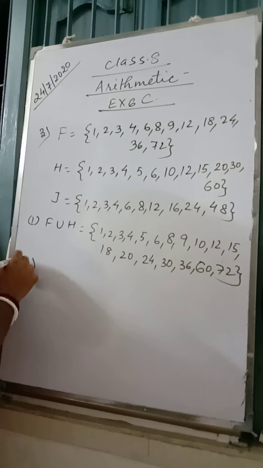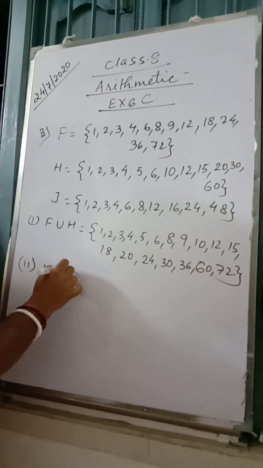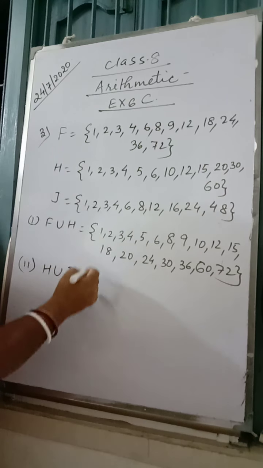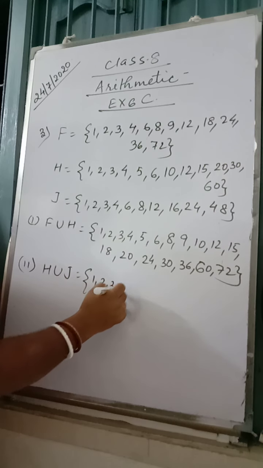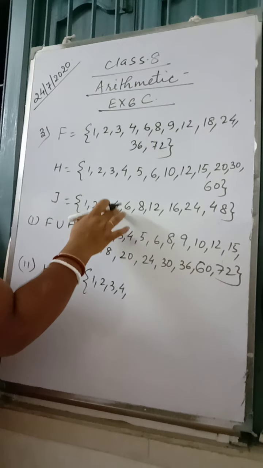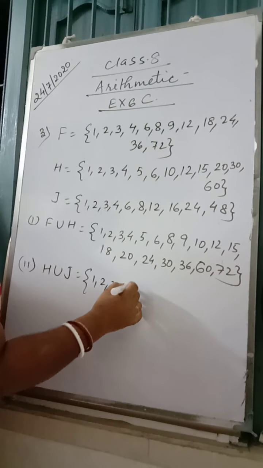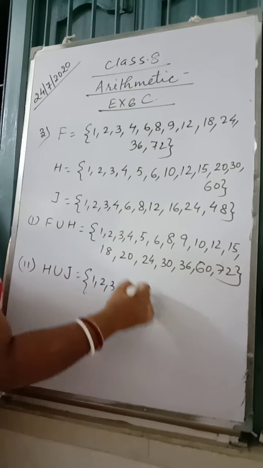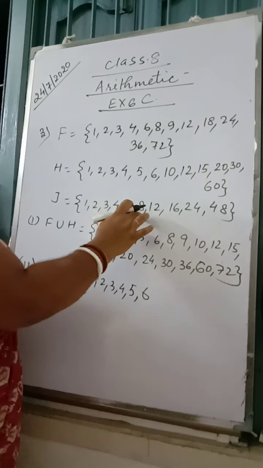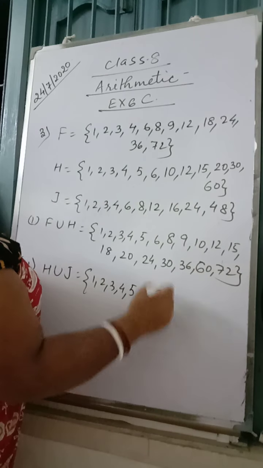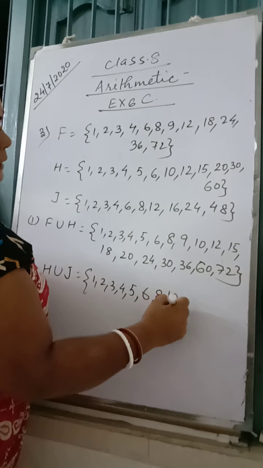Okay. Just see, it is given H union J. Now the members of H start 1, 2, 3, 4. Up to 4 this is common. Then next comes 5, so we'll write 5. Then next comes 6, so I'll write 6. Both places have 6. After 6 the next number is 8. Then comes 10. You can see I'm comparing.